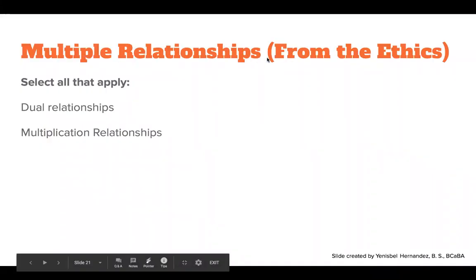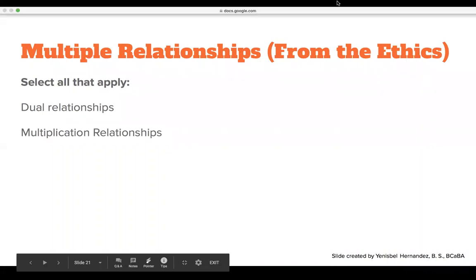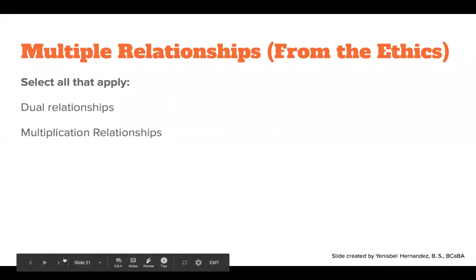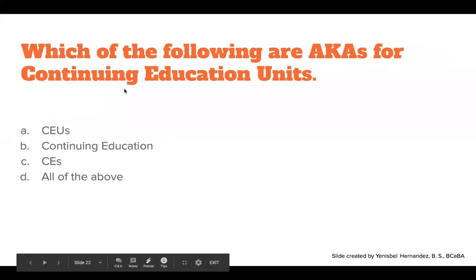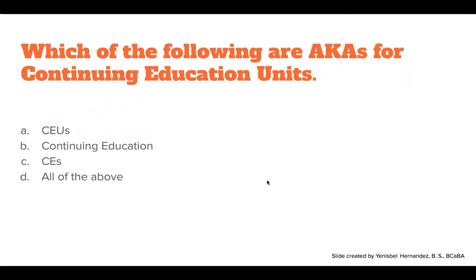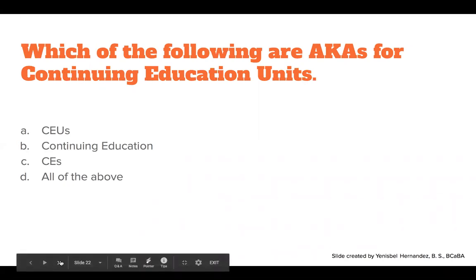Okay, multiple relationships from the ethics. Multiple relationships, dual relationship. Yes, I knew you would get that one. Okay, so which of the following are AKAs for continuing education units? A, CEUs, and B, continuing education units too, isn't it? I think it's D. I think it's all of the above because I know it's continuing education credits. Yeah, all of the above. You are correct. It is all the above.